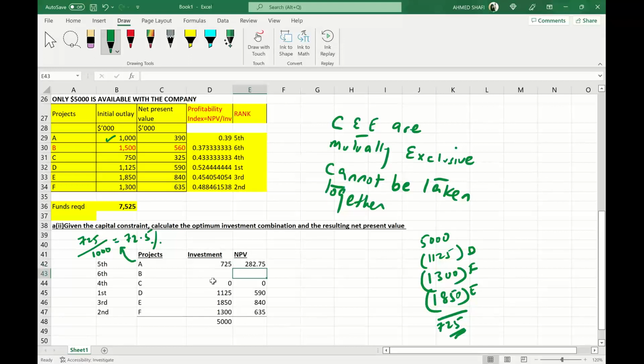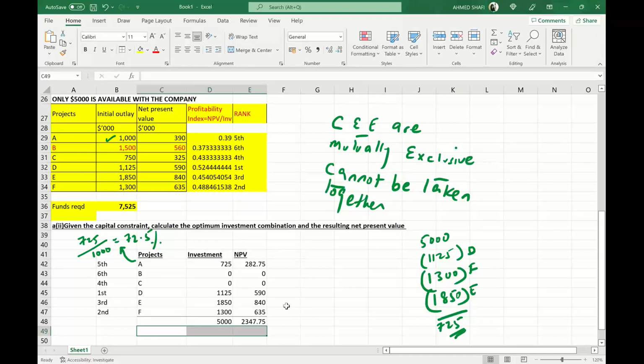All cash is finished. So for B, the sixth one, no money left, no investment. So how much NPV are you getting by investing this 5,000? Add all this and it becomes 2,347.75. Okay, this ends your 6-mark requirement as well. That was to calculate the optimum combination. We have made the optimum combination and we have also found the resultant NPV. The resultant NPV is 2,347. Okay, copy it. Any questions, please ask.